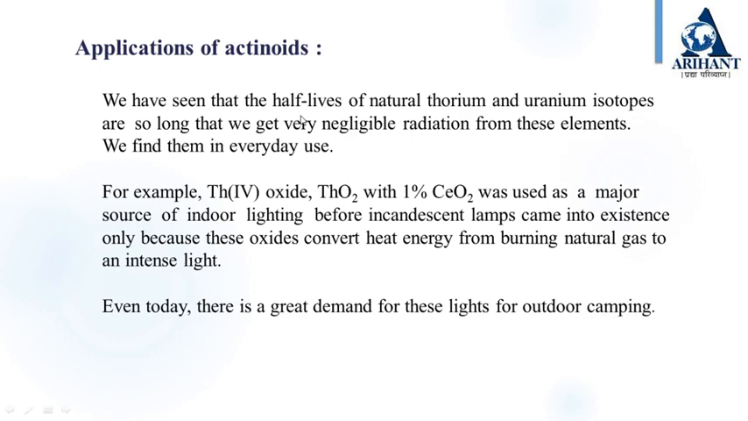Applications of actinoids. We have seen that the half-lives of natural thorium and uranium isotopes are so long that we get very negligible radiation from these elements. We find them in everyday use. For example, thorium oxide ThO2 with 1% of cerium oxide was used as a major source of indoor lighting before incandescent lamps came into existence, because these oxides convert heat energy from burning natural gas to an intense light. Even today, there is a great demand for these lights for outdoor camping.